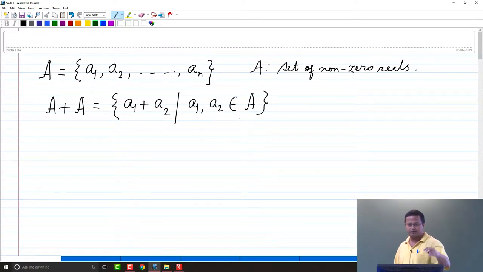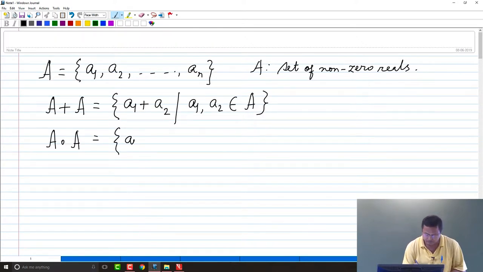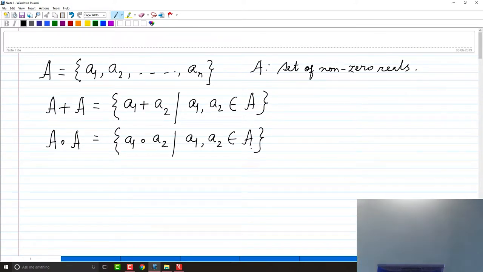What is it? I take up two elements from the set A, add them up. Mind you, there can be repetitions, then I will store only one of them. Fine. Similarly, I define this set, which is a product set. Fine. Okay.